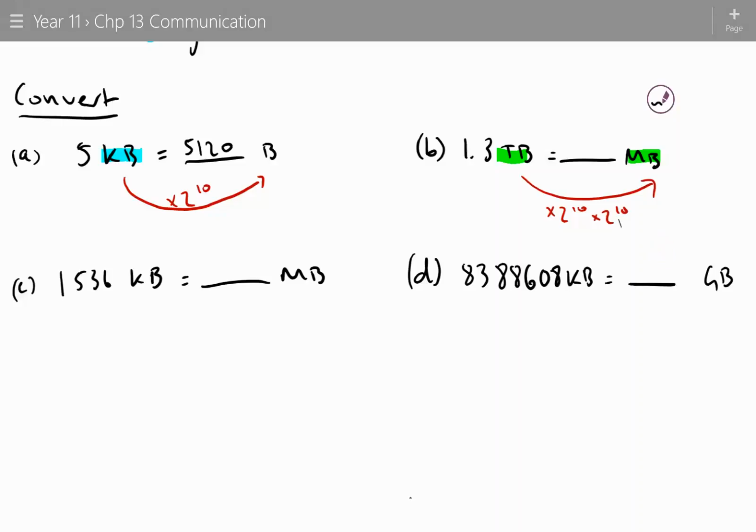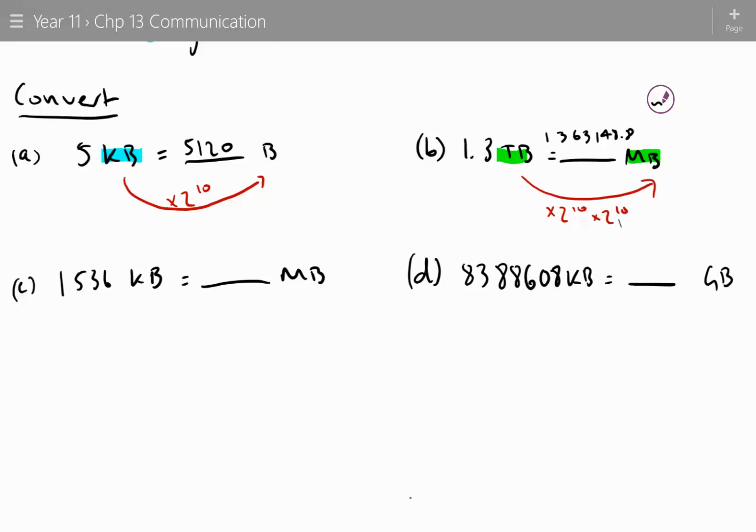We get 1,363,148.8 megabytes. And that's right, because a terabyte is an enormous storage device. They're your portable hard drive type devices. And a megabyte is smaller, so there's going to be a lot of megabytes in 1.3 terabytes. There's 1,363,148.8. Have a go at part C.